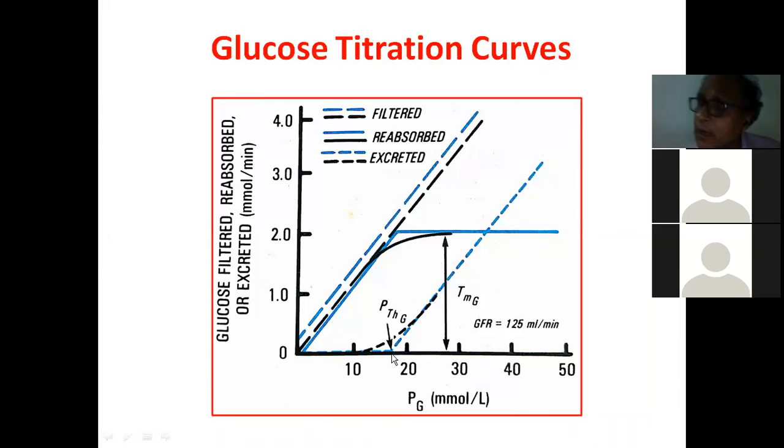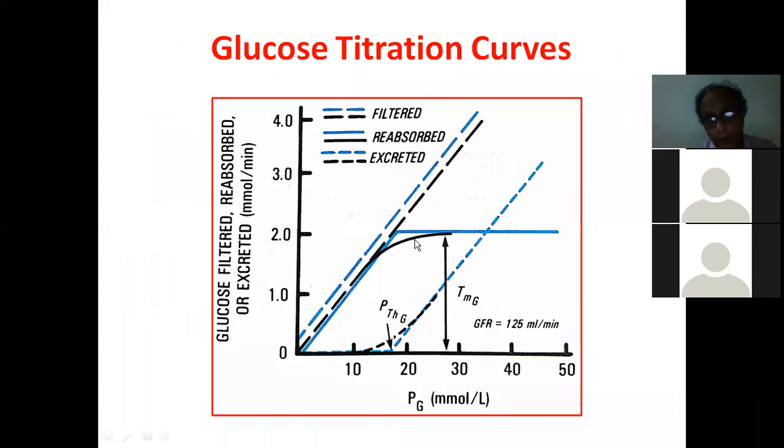So this plasma threshold value for glucose has two values. One is a theoretically predicted value, or the virtual value, and another is a real or practical value. The real value is much less, around 200 to 180 milligram per dl, and the theoretically predicted value is around 300 milligram per dl. Similarly, this is exhibited here also, where it is a rather gradual bend.